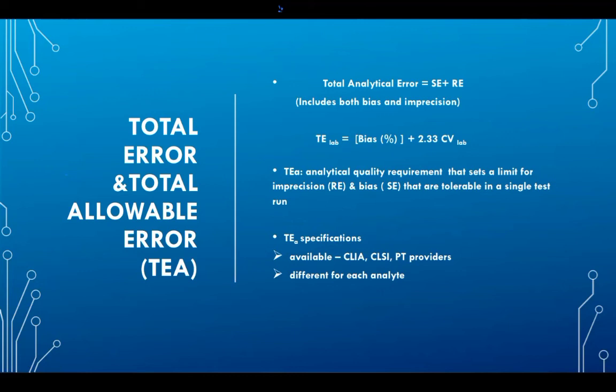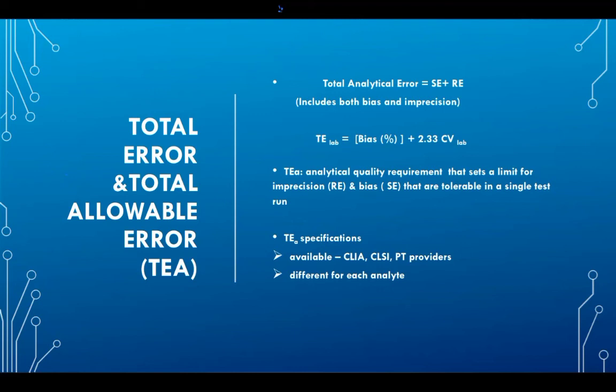There is one reference by C. Ricos, or some reference is given on the Westgard website also. Whatever total error allowable is provided there, we have to calculate total error in our laboratory for any analyte.